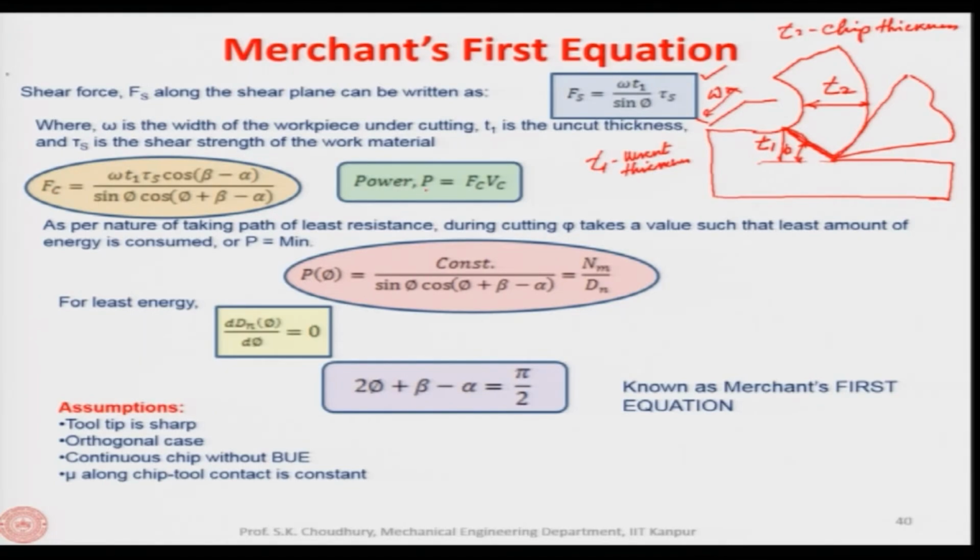So, if we have Fc, which is the cutting force component, we can find out the power, which, as I said earlier, is a product of Fc and Vc. Fc is this cutting force, Vc is the cutting velocity, and Vc goes like this. This is the direction of the cutting velocity vector.